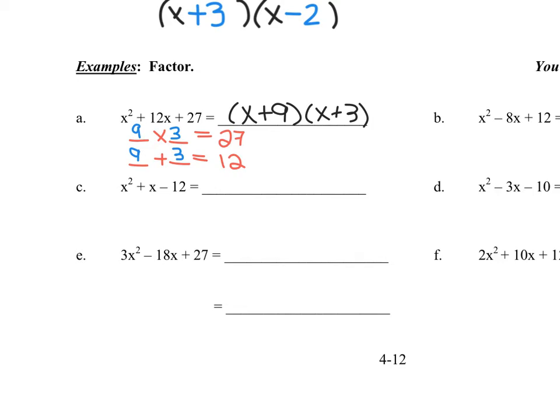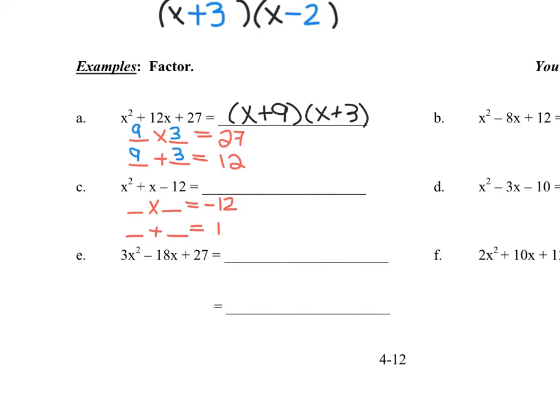Now this is a little bit of an easier example because both the product and the sum have to be positive. If we look at the next example, we need a product of negative 12, and that just means one of our numbers has to be negative, and the sum, remember if you don't see the coefficient, it's just going to be positive 1. Now if my sum is positive 1, that means the larger number should be positive, and then the smaller one is going to be negative.